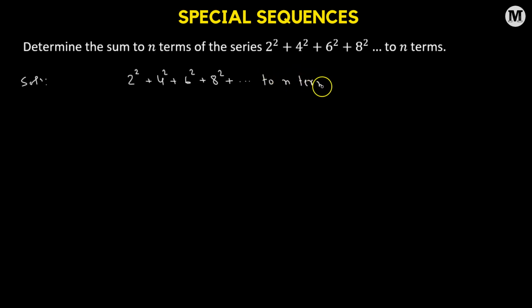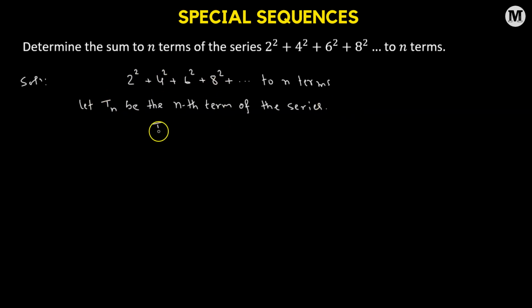Now, in order to find the sum of this series, we need to figure out the nth term of the series. So let Tn represent the nth term of the series. Now, how do we figure out the nth term? That's a very simple task. From the first term, if we consider only 2 and drop the square, then from the second term we consider 4, from the third term we consider 6, then we consider 8. So we see that these terms 2, 4, 6, 8 are in arithmetic progression. Now, if they're in arithmetic progression, we can easily define the nth term.